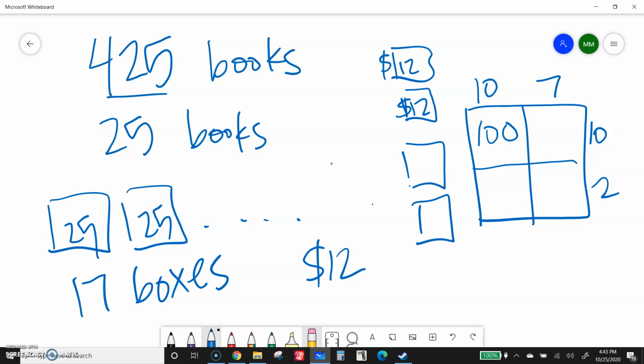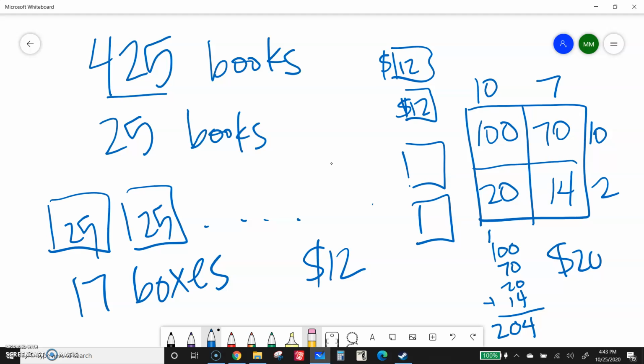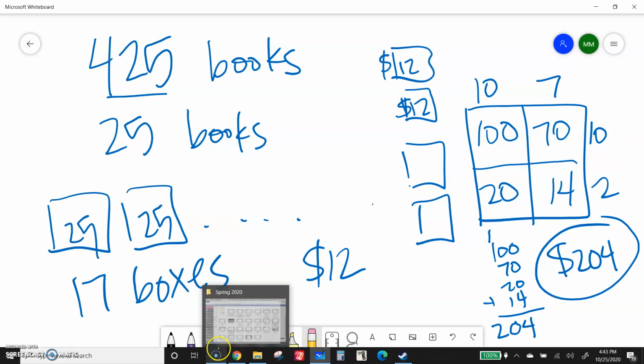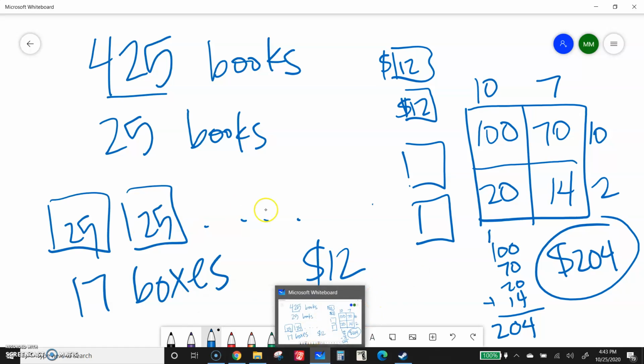10 times 10 is 100. 7 times 10 is 70. Remember, if you're using the lattice method or the standard method, any of them is fine. So 100 plus 70 plus 20 plus 14. That's 204. So I would make $204. All right, so first I had to split them up into groups. Then I had to multiply because I knew how much each box cost. So that is similar to the second number one on that page.